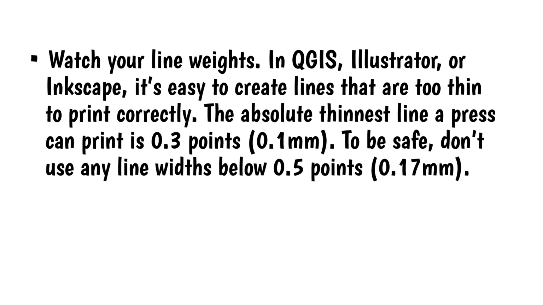Watch your line weights. In QGIS, Illustrator, or Inkscape, it's easy to create lines that are too thin to print correctly. The absolute thinnest line a printing press can print is 0.3 points, which is 0.1 millimeters. That's about the thickness of a human hair. To be safe, don't use any line widths below 0.5 points, which is 0.17 millimeters, and that's still really thin.